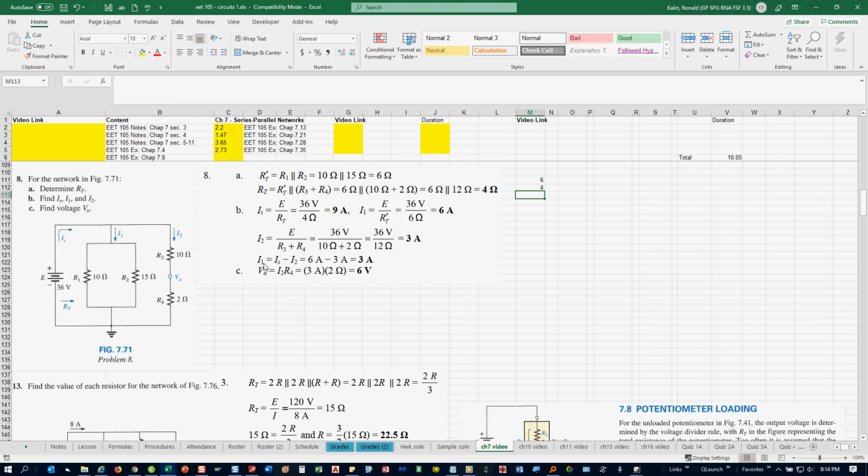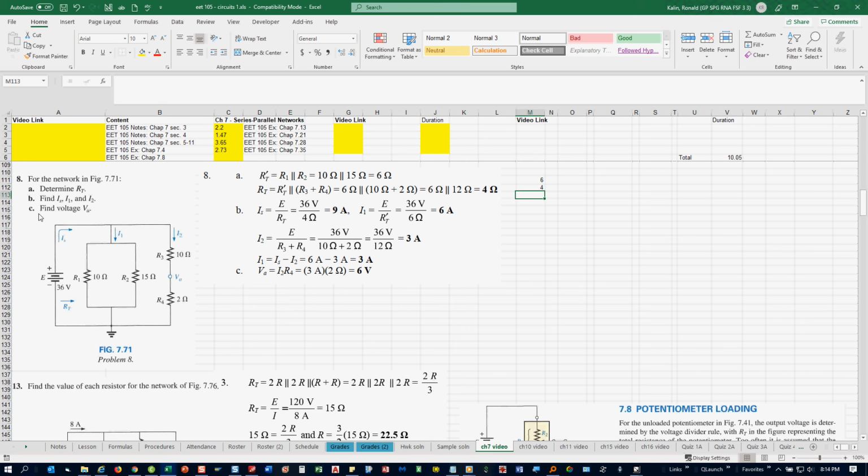And then the other way you can double check it, I1 equals IS is coming in, I1 is leaving, I2 is leaving. So I1 equals IS minus I2, 6 minus 3 equals 3.